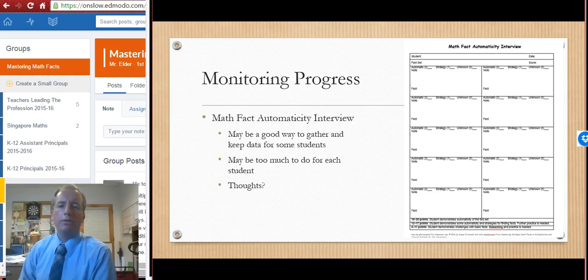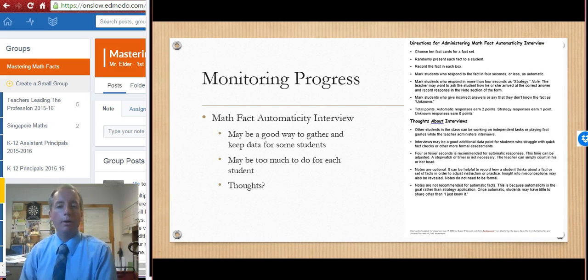So this math fact automaticity interview is in the digital downloads as well. There are some directions here in terms of how to do the interview. We're going to pick 10 fact cards. Again, these will be based on the goals that we've set with the student. We're going to randomly present them. If the kid knows it in a certain amount of time, we're going to give them an automatic response.